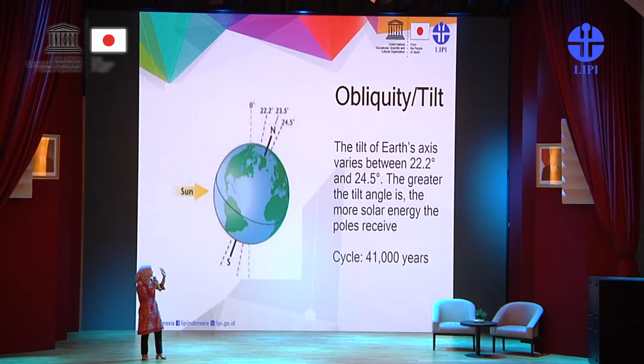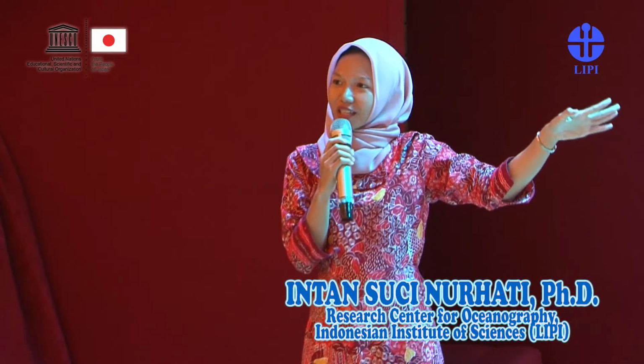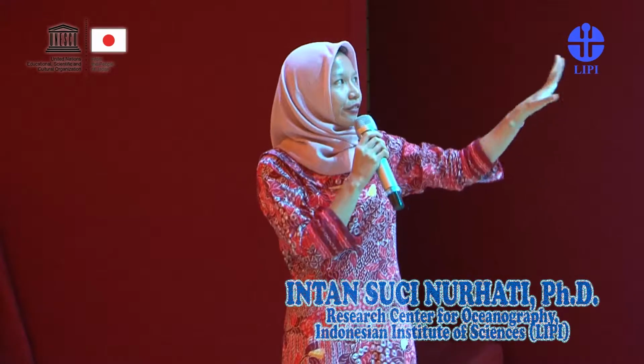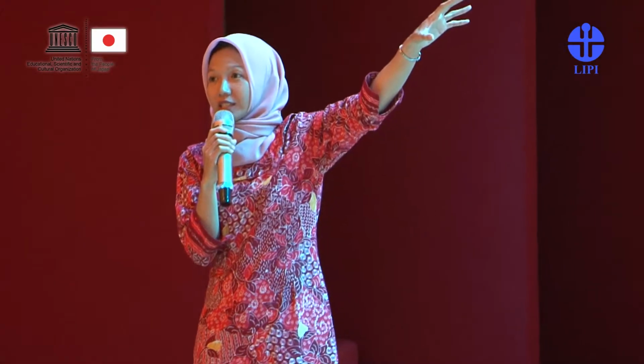I can say that it actually varies between 22.2 and 24.5. And when it's tilted, going back and forth, it has a cycle too, and it's a 41,000 year cycle. So that, of course, affects our climate in the way how much solar radiation is received at the poles.